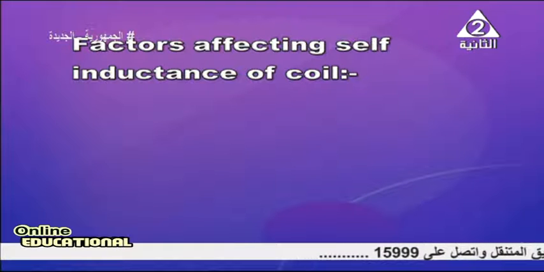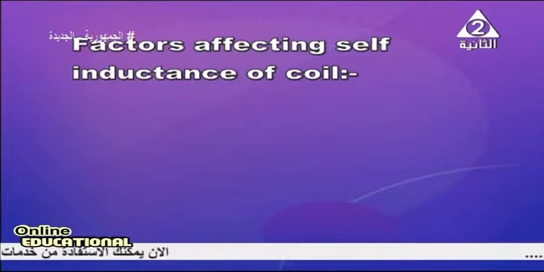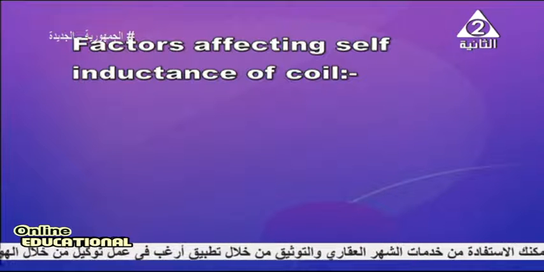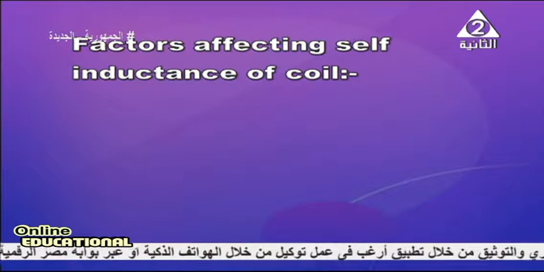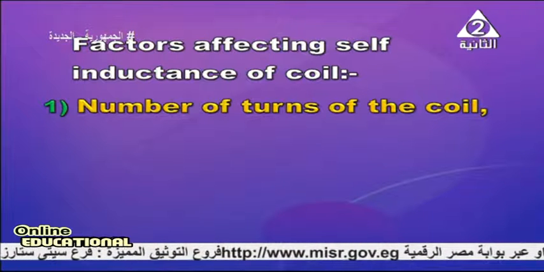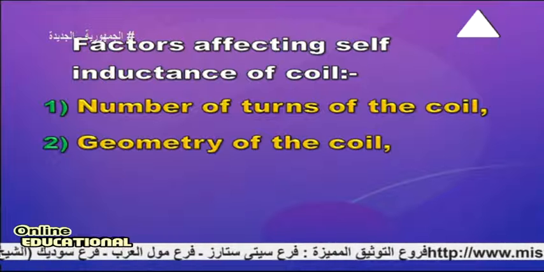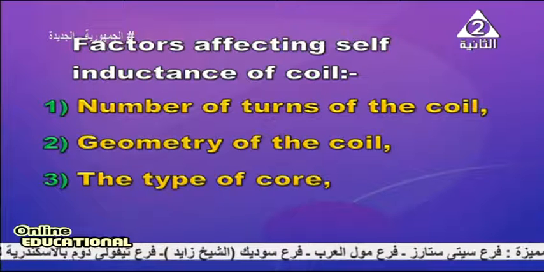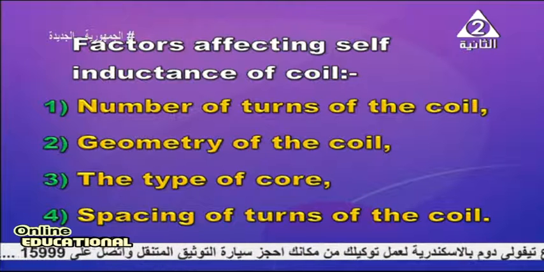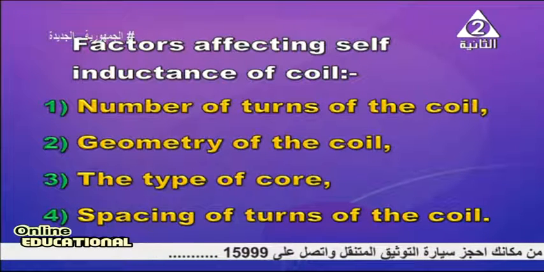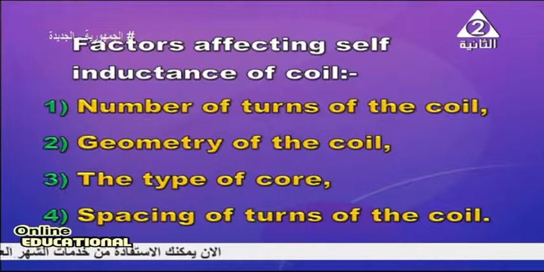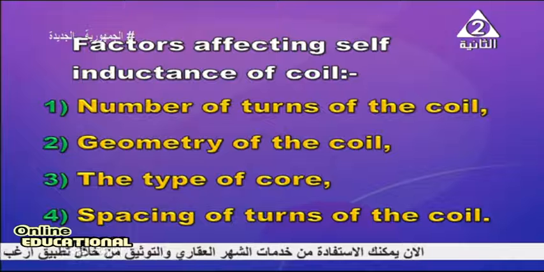And now, talking about the factors affecting the self-inductance of a coil. What are the factors that can change this inductance? Of course, the number of turns of the coil, the geometry of the coil, the type of core used inside the coil, and finally the spacing between the turns of the coil. These are the factors affecting the inductance of the coil: number of turns, geometry of the coil, type of core, and spacing between turns.